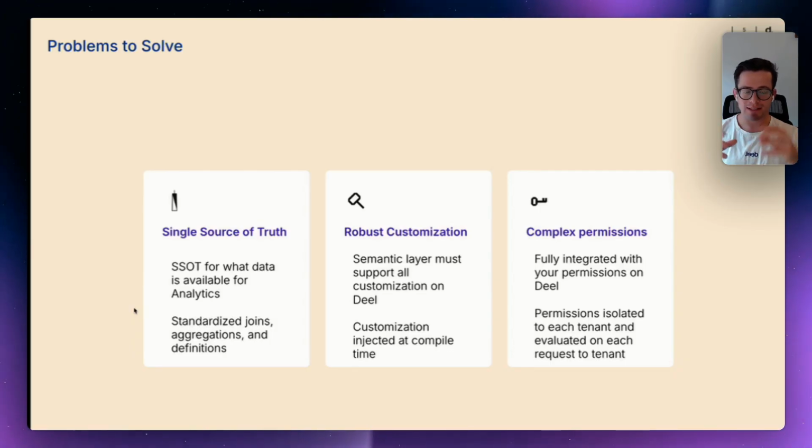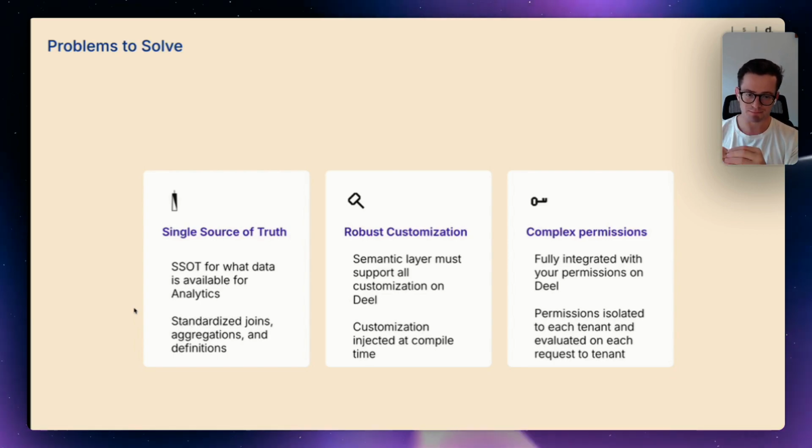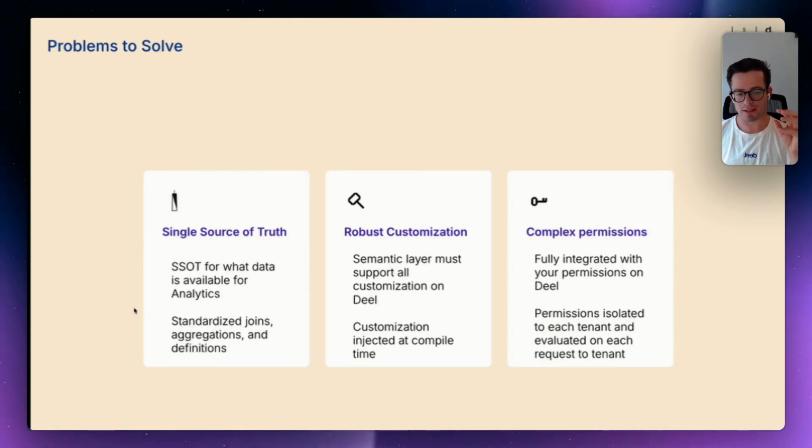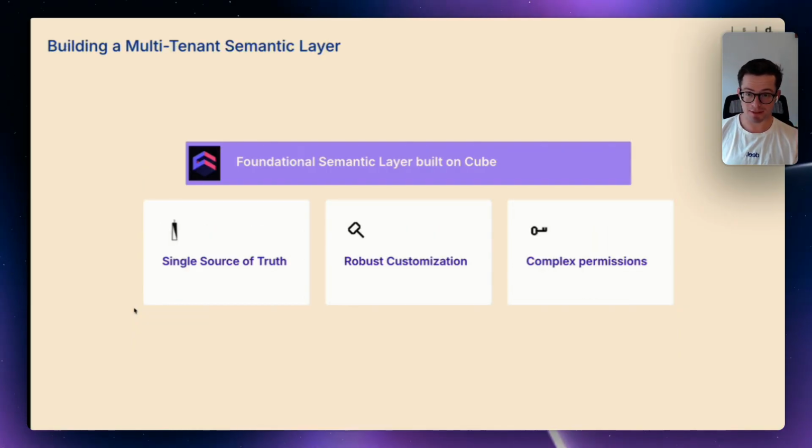And finally, third, as I was saying, these complex permissions. The analytics semantic structure that our team provides needs to be completely integrated with an organization's permissions on Deel. And those permissions need to be isolated to each of the tenants and evaluated on each request into that. And obviously, I'm here today to discuss how we did that on Cube, right?